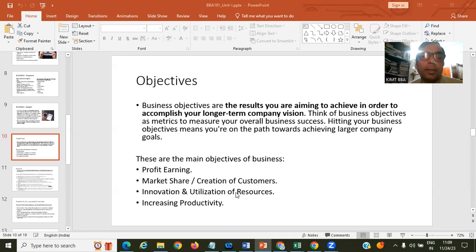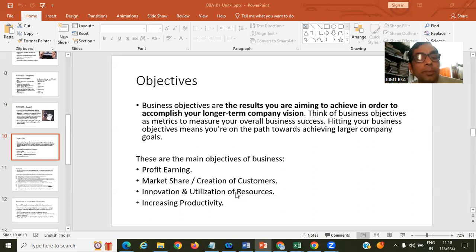That means what? They're trying to get all the resources from the sugar cane, all the juice from that. Whatever resource is given to you, you are making full utilization of all the resources. That is what we are saying in the third point. Increasing productivity. You are increasing productivity by using tools, skills, or techniques.